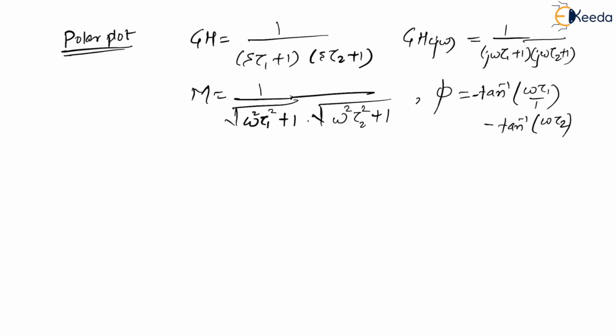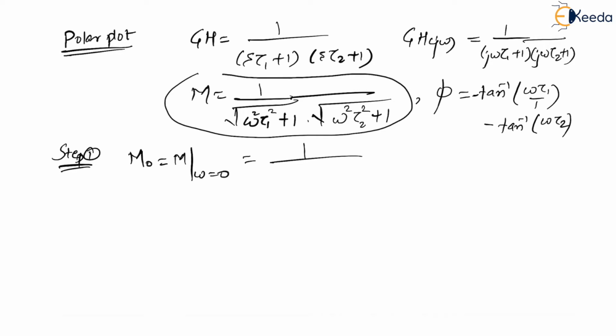See, we have talked about it a lot, so this is for the first and last time I will be explaining how to draw the polar plots, because we have dealt with it a lot in our previous sessions, right? Yes. So now step 1 is nothing but to find m0. How do you find m0? M0 is magnitude at omega equal to 0. If you replace omega by 0 in this magnitude, you get 0 plus 1 into under root of 0 plus 1, which is nothing but 1. So m0 is equal to 1.